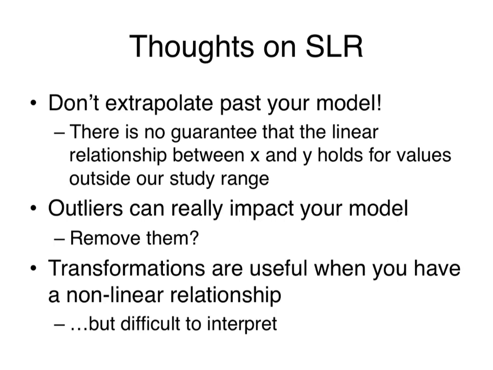So just some final thoughts on simple linear regression before we move to some example problems. The first is that you should never extrapolate past your model. This is when you use a model to make predictions using values outside of your study range. So if your explanatory variable is age, and your sample only includes people aged 20 to 30, you should not try to make predictions for people aged 40. Also, outliers can have a really big impact on a model.